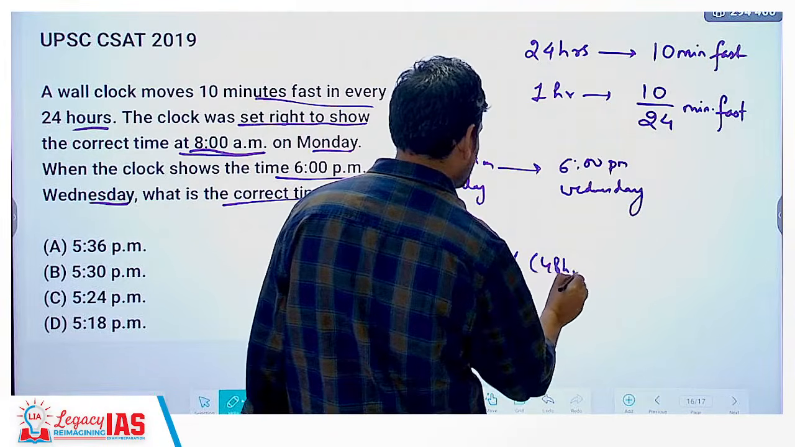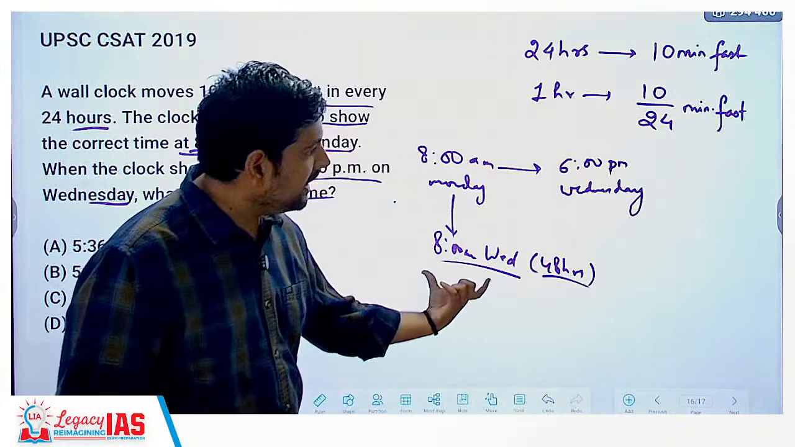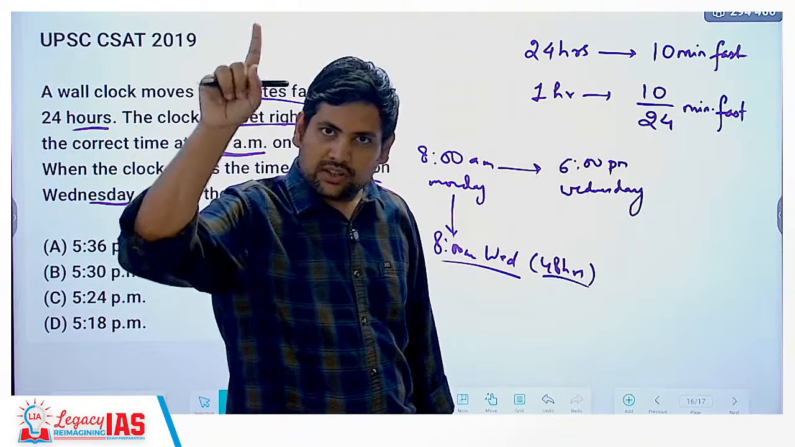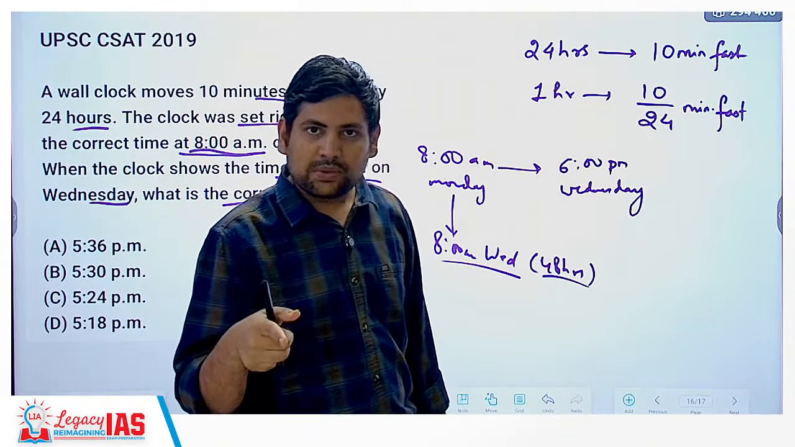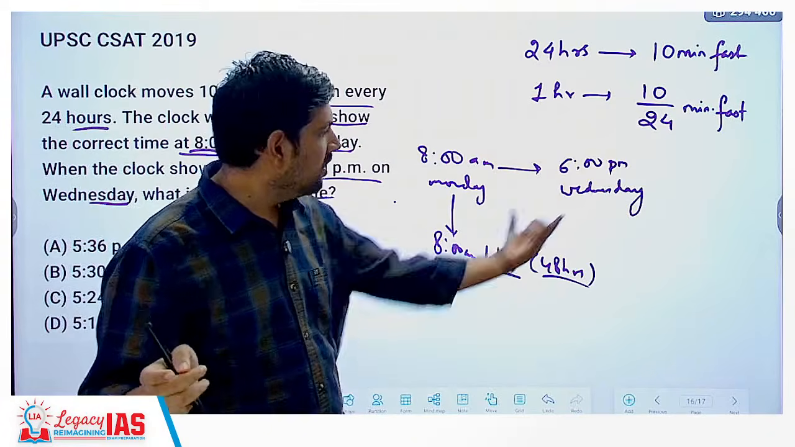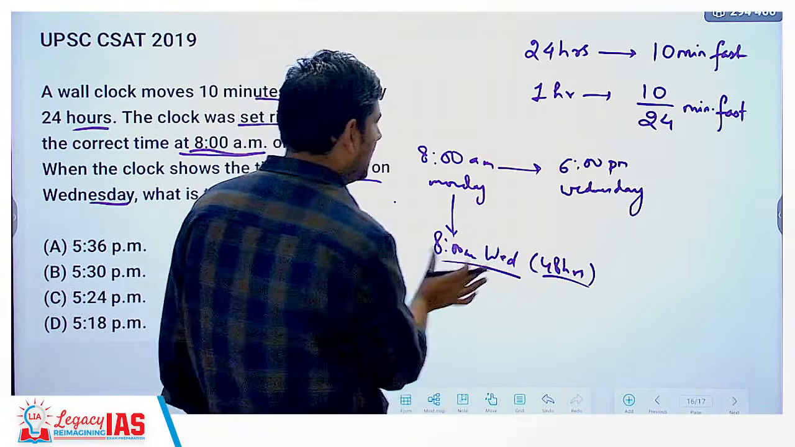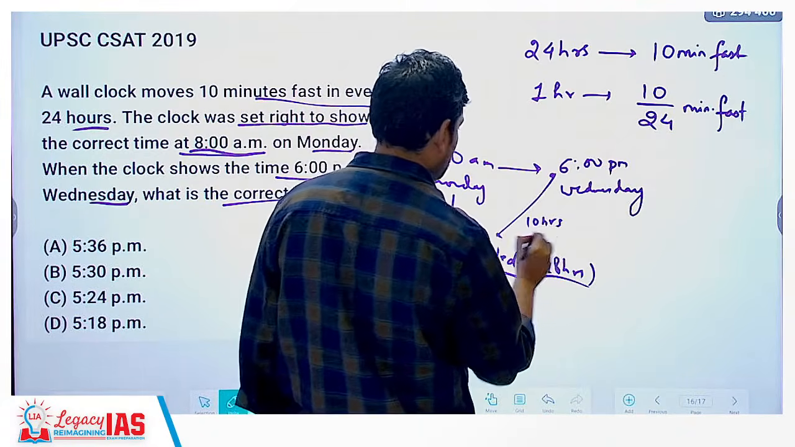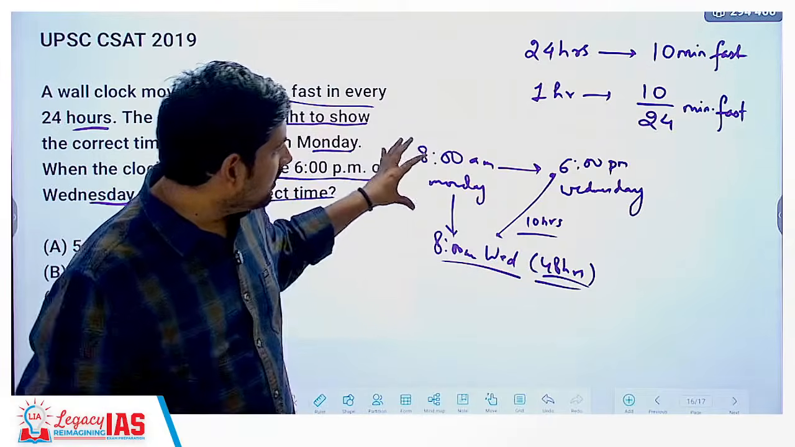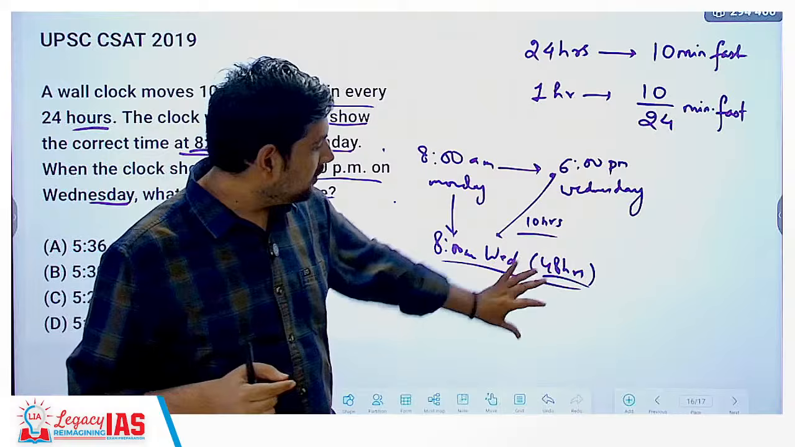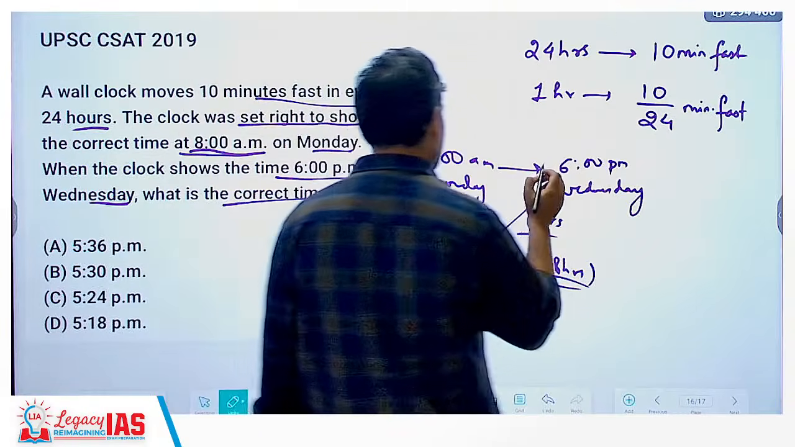So 48 hours is of course there. Then from 8 a.m. of Wednesday to 6 p.m. of Wednesday, how many hours? 8 plus 4 is 12, then you get to 6 p.m. So from 8 a.m. to 6 p.m. this is actually 10 hours. So you add them both. What is the time period? The time period is 48 plus 10, that is 58 hours.